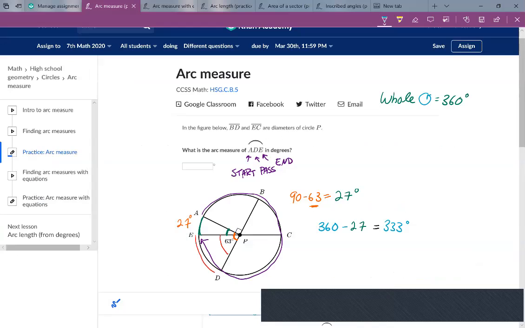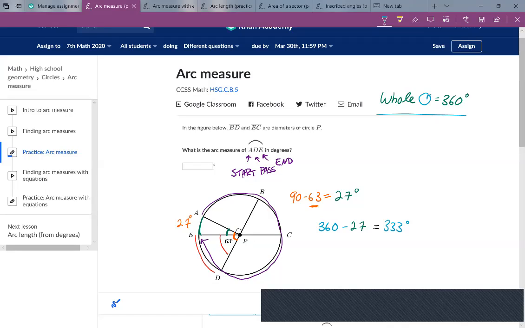It says in the figure below, BD and EC are diameters of circle P. What is the arc measure of major arc ADE in degrees? It's a major arc because it's going to cover more than half the circle. It's going to start at A, pass through D, and end at E. So it's the purple line. We want to figure out how far around that purple line goes out of the whole circle, which is of course 360 degrees. We've got to take out the green chunk.